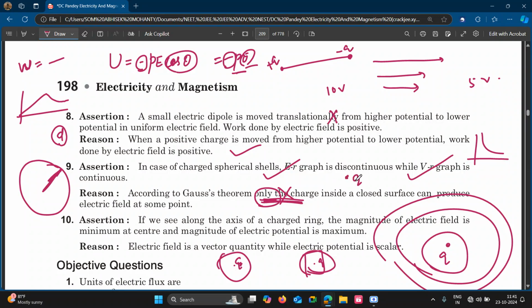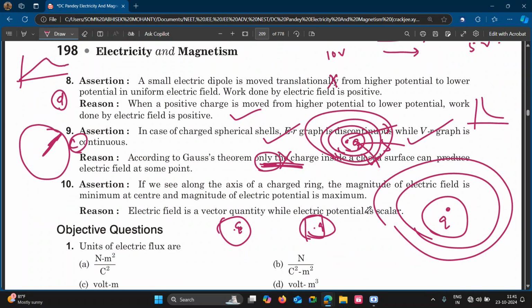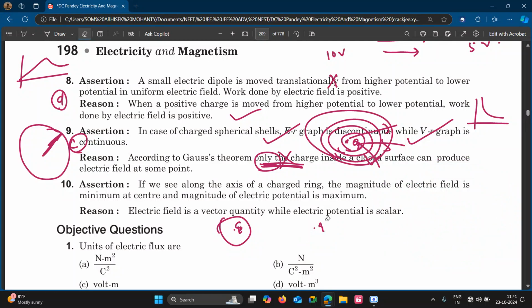Okay, here is a charge. So electric field is already there around it. Yeah, and this is option C. If we see along the axis of a charged ring, the magnitude of electric field is minimum at center. You try this one. I have done two questions. You try this one. If you see along the axis of a charged ring, the magnitude of electric field is minimum at center. Magnitude of electric potential is maximum.